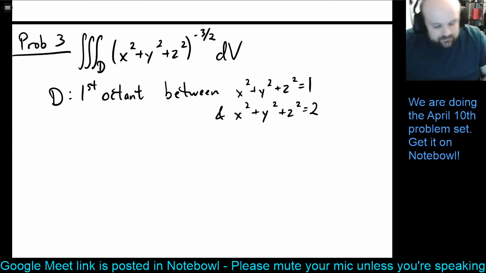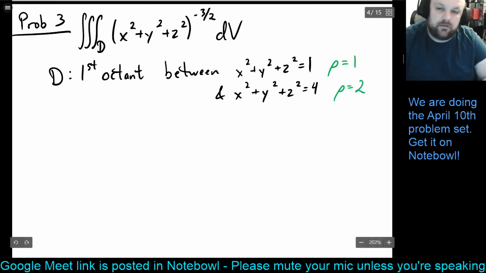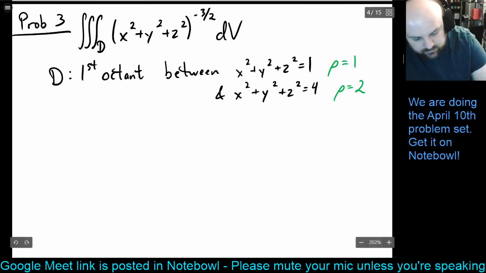Okay. So, these two spheres here, this one is rho equals 1. Sorry, this is supposed to be a 4. This sphere of radius 2 is rho equals 2. So the rho bounds on this are actually pretty straightforward. So again, let me call this thing I so I don't have to rewrite it.